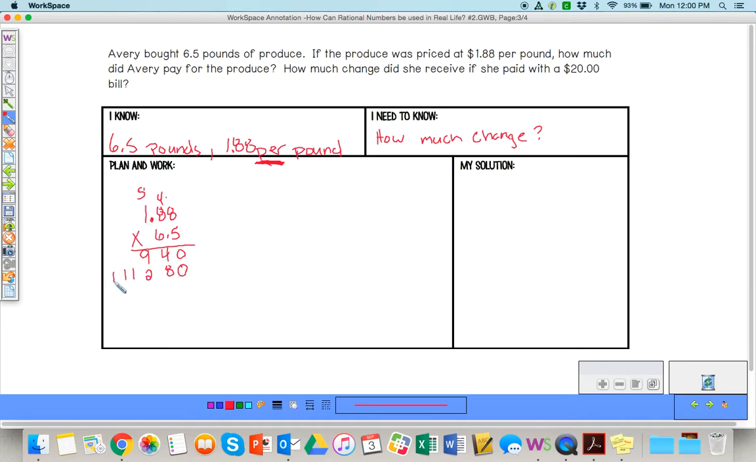So now we have to add all of this together. Get 0, 2, another 12. Okay, so we have 1, 2, 3 numbers after decimals in our problem, so it needs to go 1, 2, 3 over. So we get 12.22.